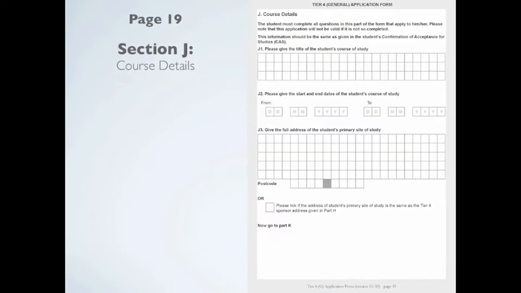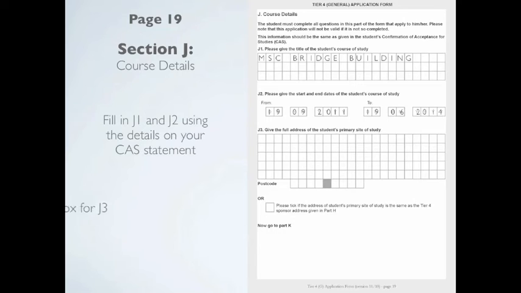Page 19, Section J, Course Details. J1 to J2. Enter the relevant information as shown on your CAS statement.